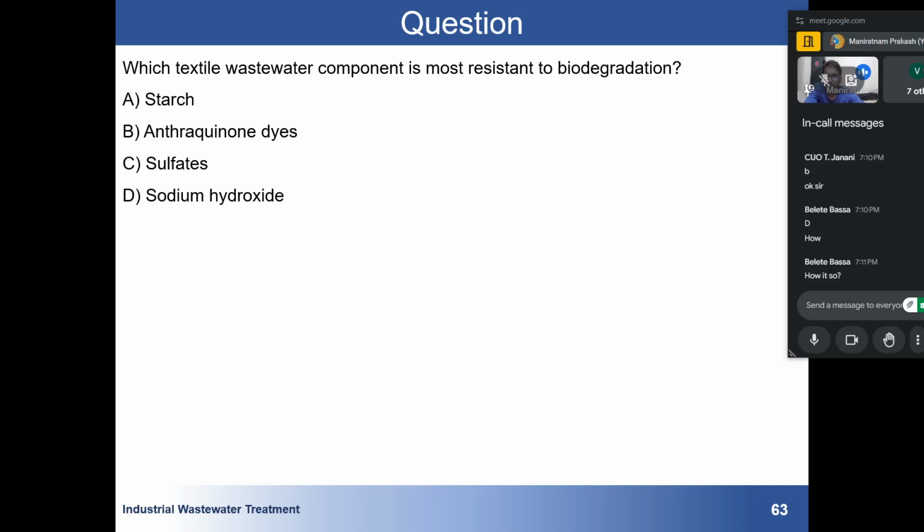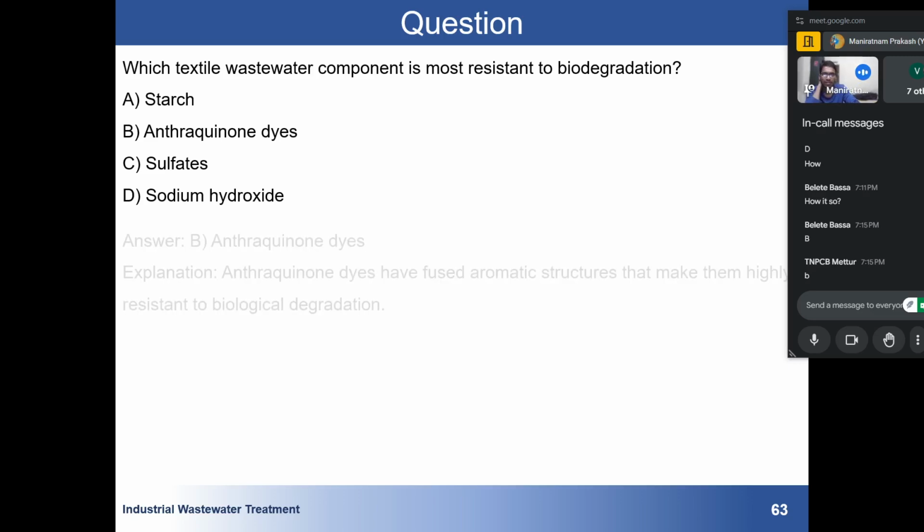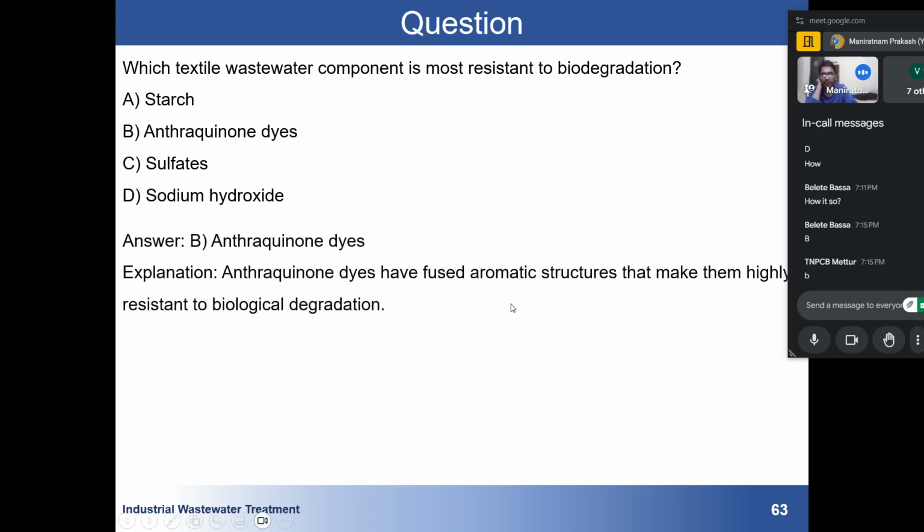Which textile wastewater component is the most resistant to biodegradation? B, anthraquinone dyes. Yes, anthraquinone dyes have a fused aromatic structure that makes them highly resistant to biological degradation. That's why biological treatment is not suggested for textile wastewater containing dyes, because they cannot be easily degraded.